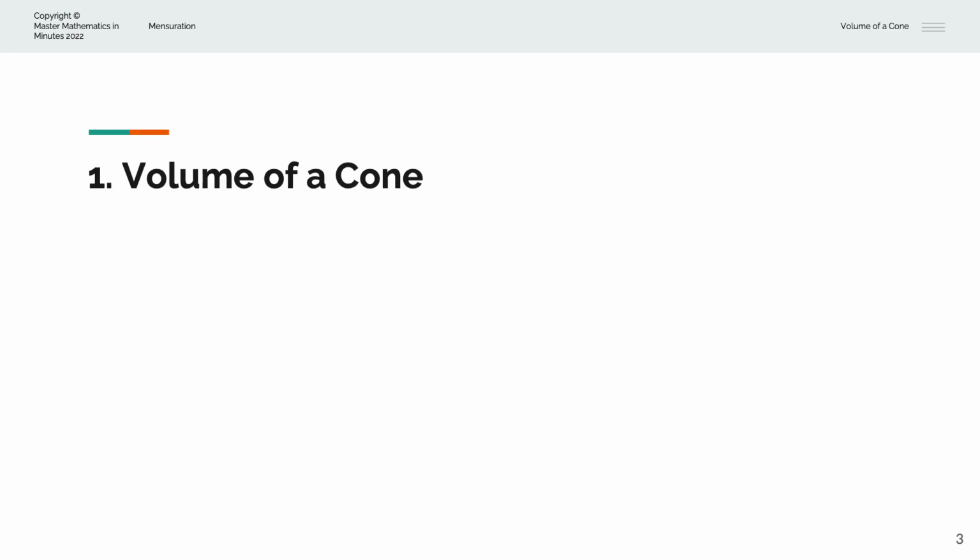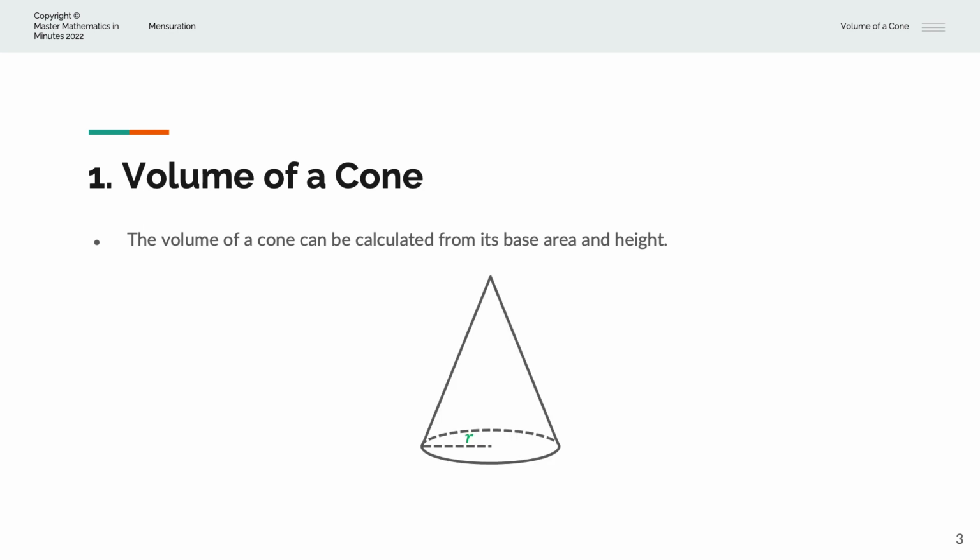So, what is the volume of a cone? The volume of a cone can be calculated from its base area and height. So visually, we have a cone with radius of r and a height of h. And so the volume is given by V, and that's equal to 1 over 3 multiplied by pi r squared.